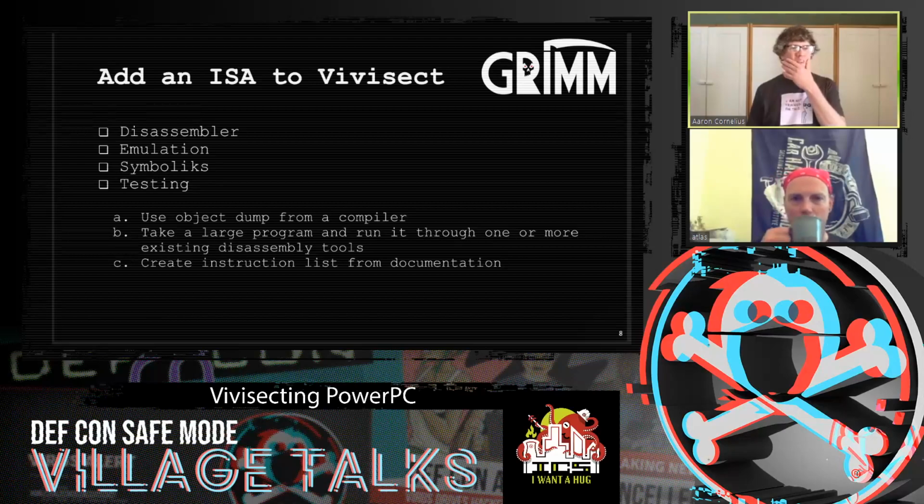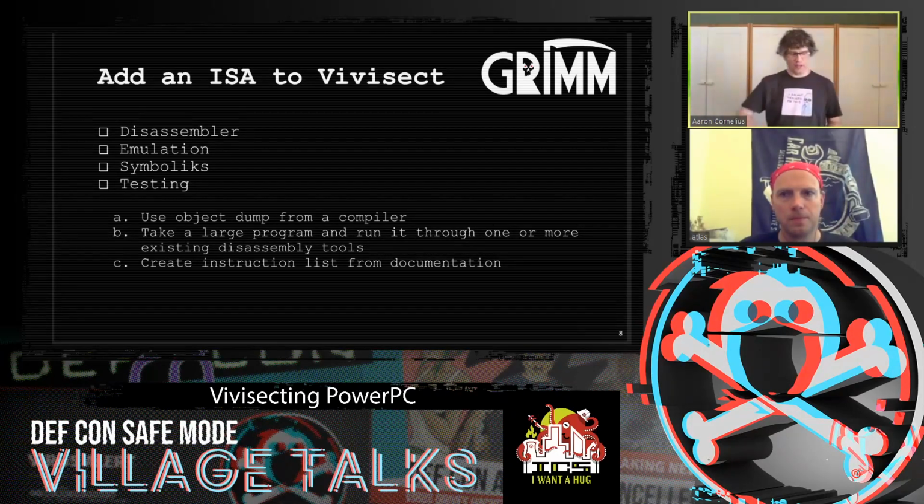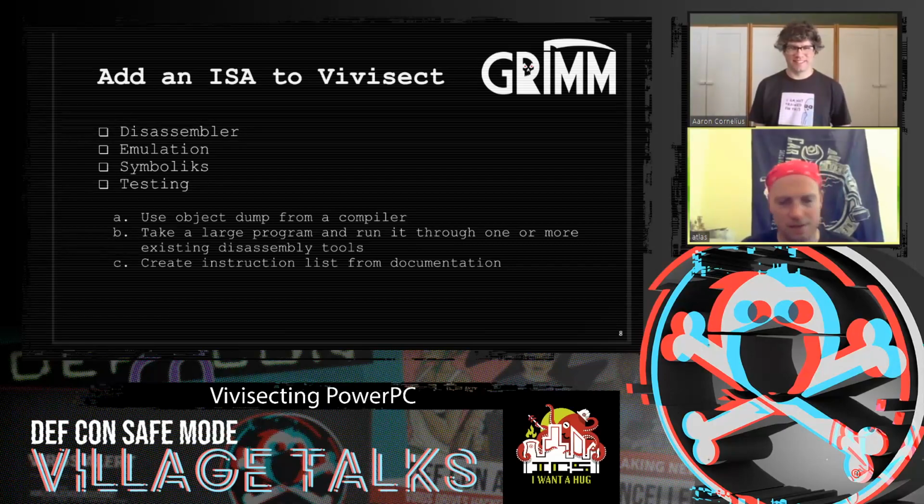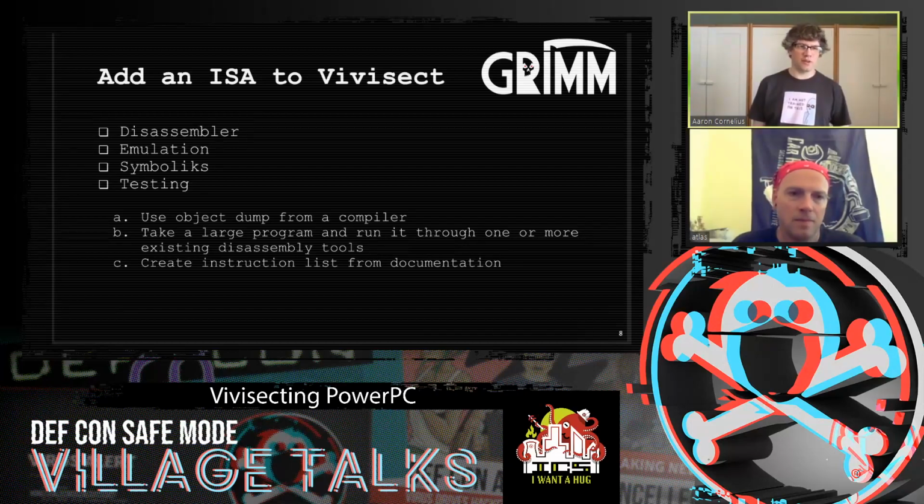Sure. So adding an ISA to Vivisect. As Alice said, there's a couple different parts of it. You gotta figure out how to disassemble the different instructions, right? You gotta get your documentation to figure out what the instructions look like. Then you need to figure out how to emulate their behavior. Symbolic analysis is a bit outside of my wheelhouse, so I took most of that on. It's a different way of thinking. Testing is not where I thought I would end up doing a lot of work, but apparently it's where I did a lot of work.